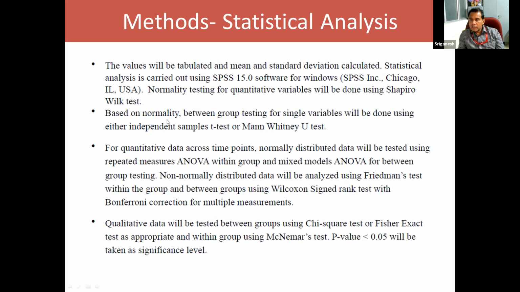how are you going to test for normality between the variables and between the groups, and how are you going to analyze your quantitative data if it is normally distributed, and if it is not normally distributed? How are you going to analyze your qualitative data, again if it is normally distributed or not? What should be your level of statistical significance? All these details have to be informed under this particular subheading.